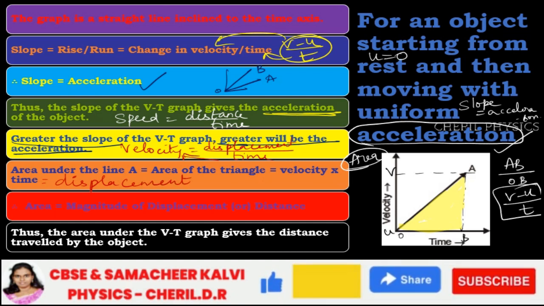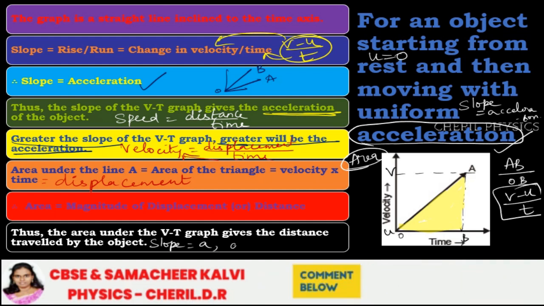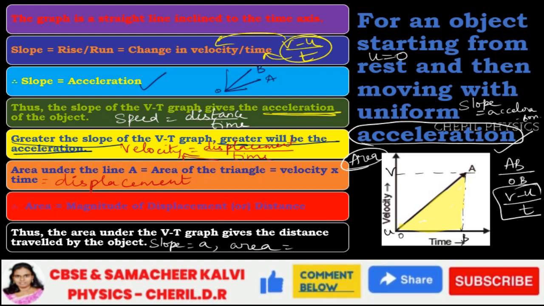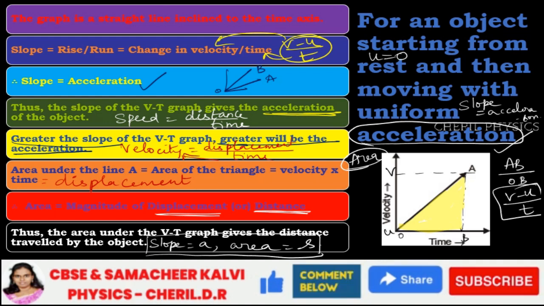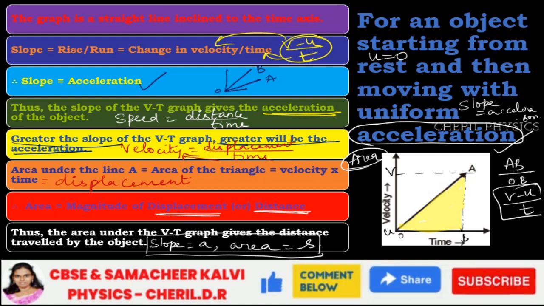That is our conclusion. Our conclusion is that the slope will give you the acceleration and the area will give you the magnitude of distance or the magnitude of displacement. Okay, so you will have to remember this. So for a dt graph we only calculate the slope which gives us the speed. For a vt graph you calculate the slope which gives you the acceleration and the area which will give you the magnitude of displacement or the distance. Okay, again this is for an object starting with rest, that is with zero velocity.